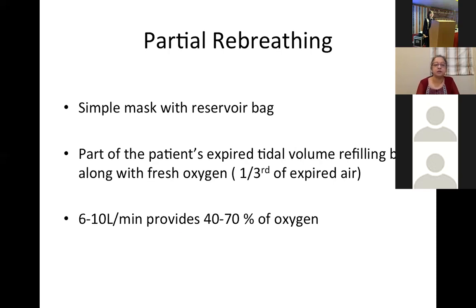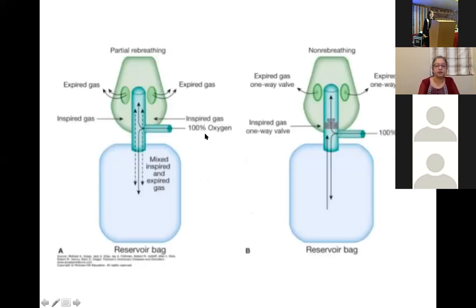And then the partial rebreathing mask: there's a reservoir, the inspired oxygen, and then an exhalation port. How is it different from a non-rebreathing mask? It is different in that in a non-rebreathing mask, there is a valve. So first you fill the reservoir bag with oxygen, and then there's a mask with a little valve which prevents the expired air from coming back into the reservoir bag. So you're getting full oxygen that is coming into the reservoir bag.